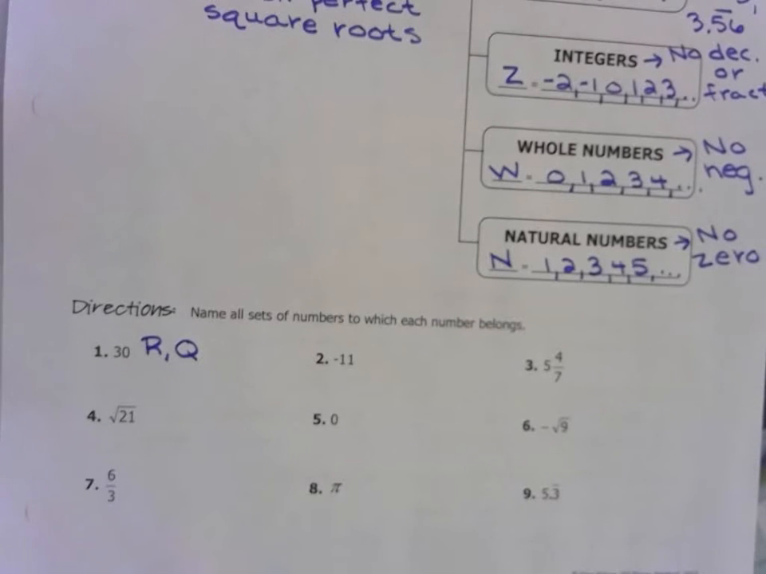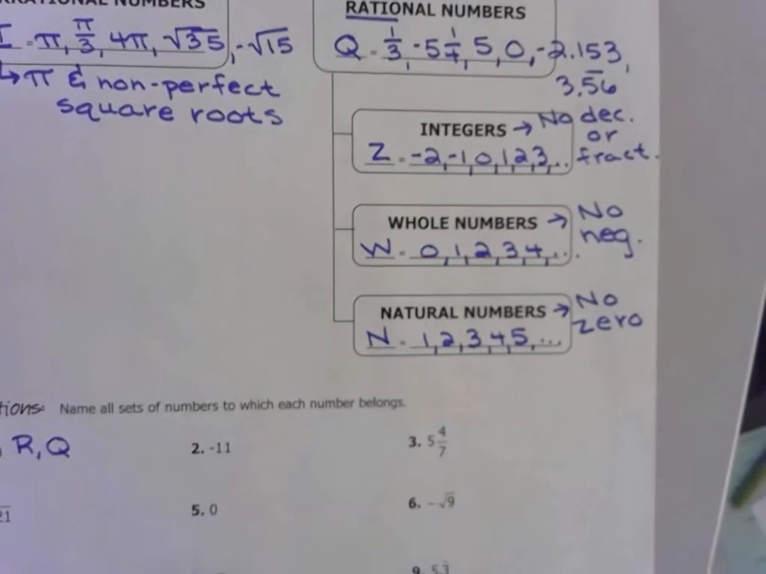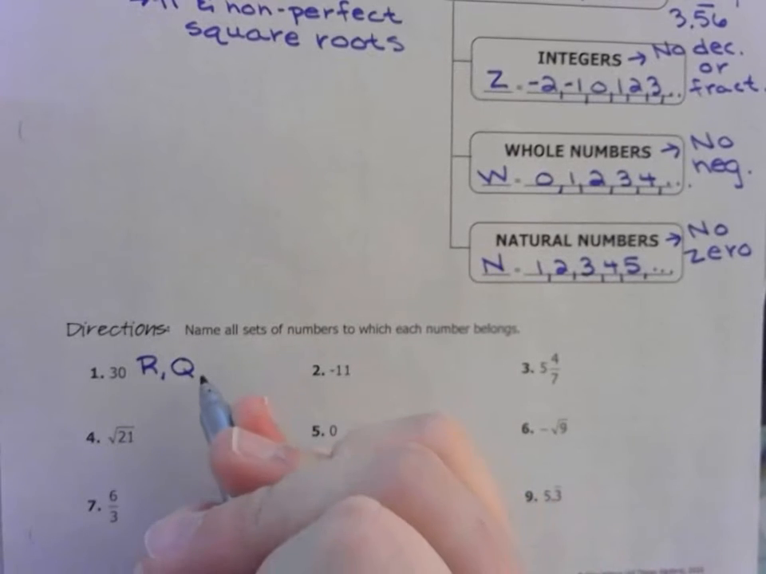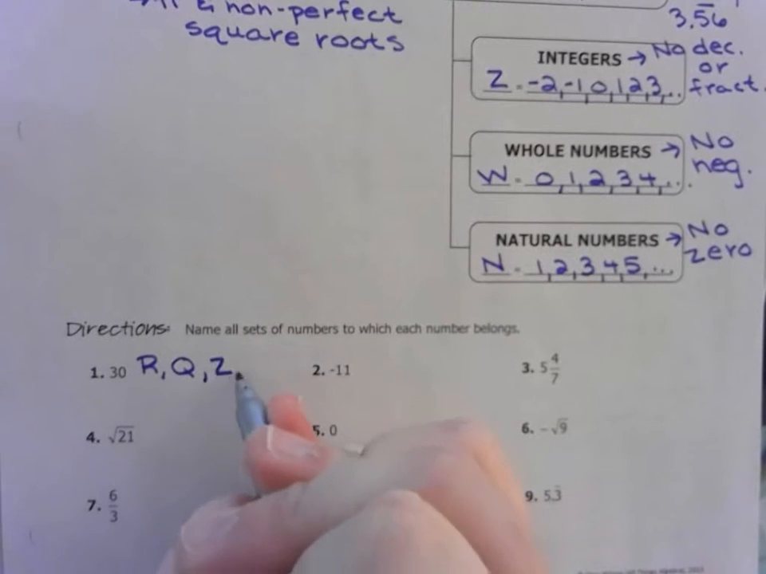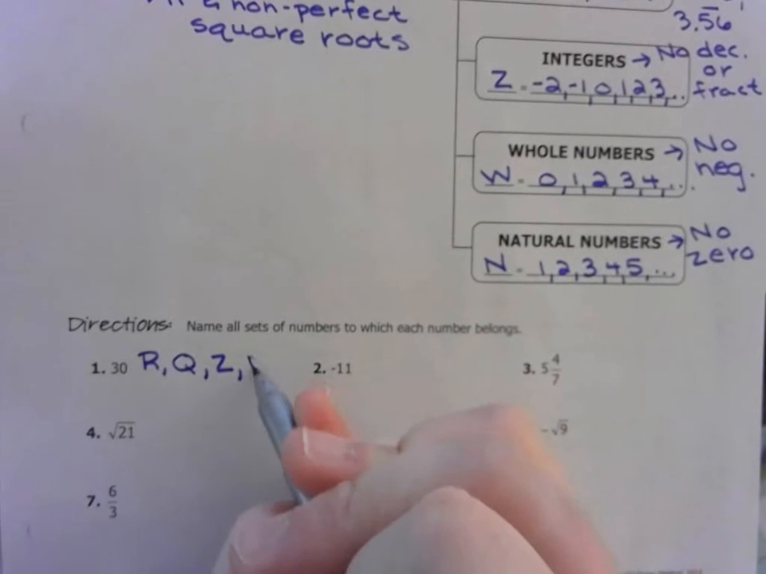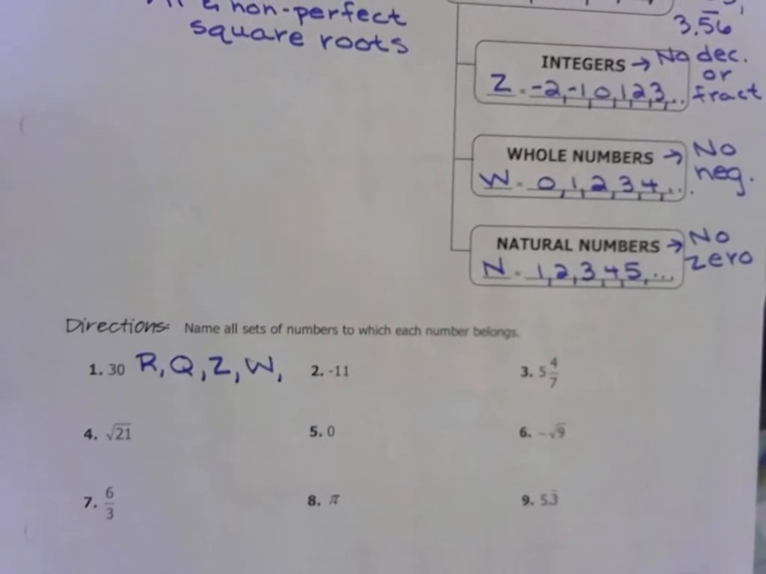If it's rational, it could be an integer. An integer are rational numbers that do not have a what? Okay, does 30 have a decimal or fraction? No, so it is an integer. So you put a Z. You keep working your way down. Is it a whole number? Whole numbers are integers that are not negative. It is an integer, or it's a whole number, because it is not negative.